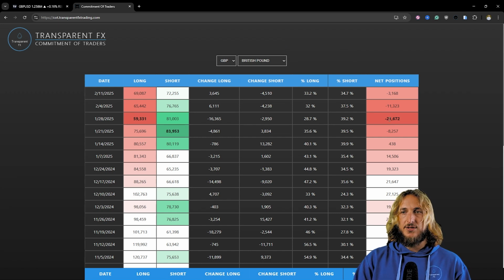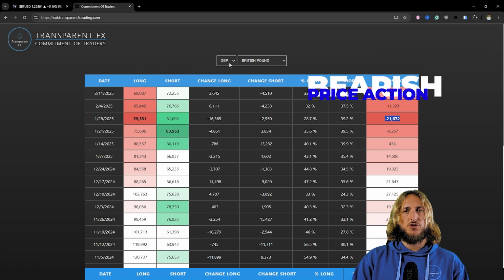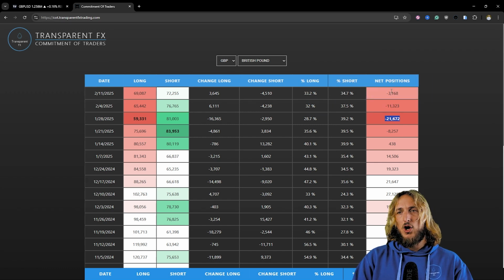And what we can notice here is that we went from having minus 21.6k net positions, so a negative net positioning with an aggressive positioning more to the bearish side for the GBPUSD on the institutional side, all the way up to now having minus 3.1k net position.